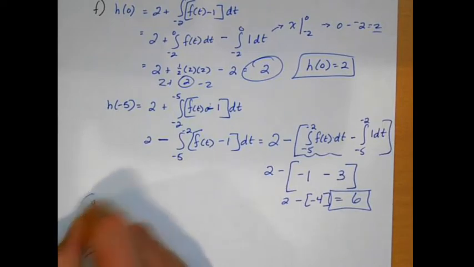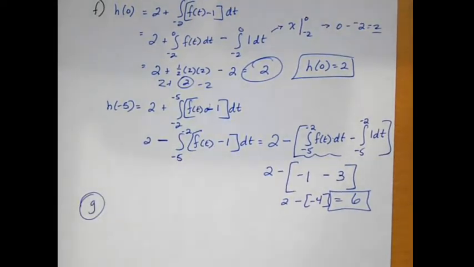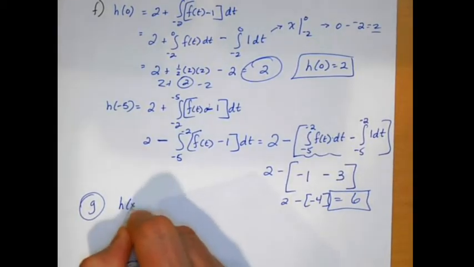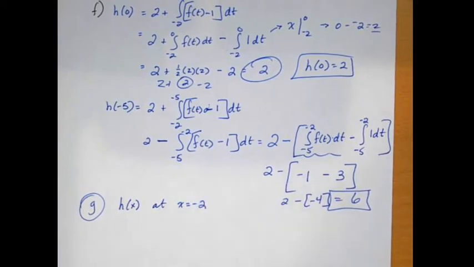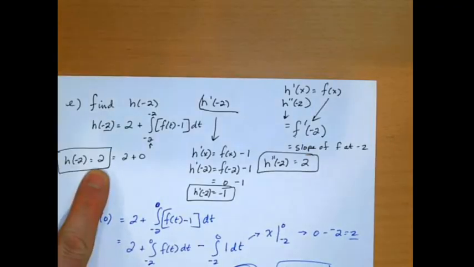All right, G is asking for the equation of the tangent line of h of x at x equals negative 2. So at x equals negative 2, I need to know what h of negative 2 is, and I do believe I had that. H of negative 2 is 2.